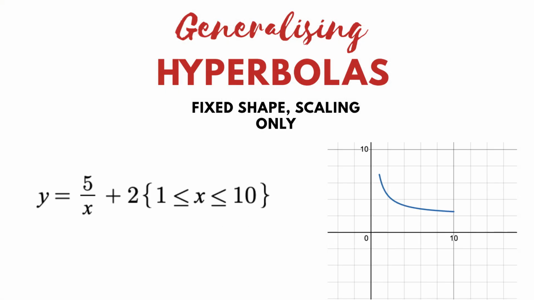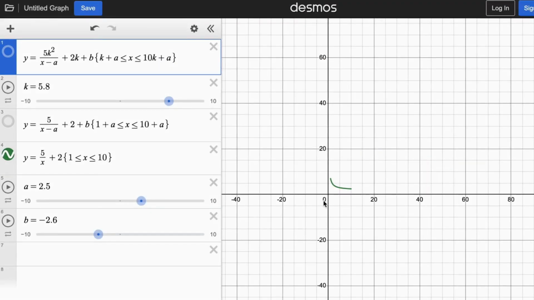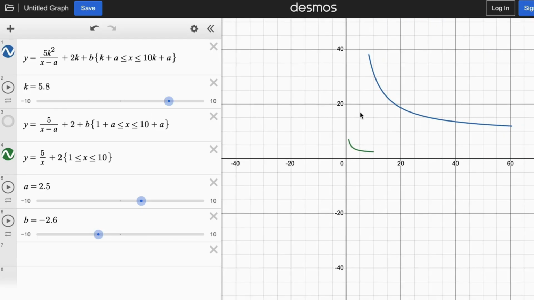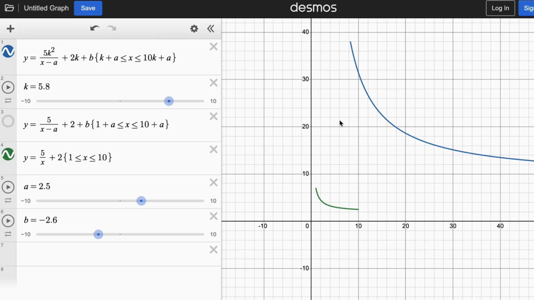So now let's try and generalize our hyperbola so that we can scale it. We want to keep the image of the shape the same, and we just want to scale it outwards. There is a rule for doing this, which is called the proportional scaling rule. So let's explore that together and figure out how we can scale the shape. This is our actual shape that we started off with, and what I've done is made a scaled up version of it. What I've used here is called proportional scaling.